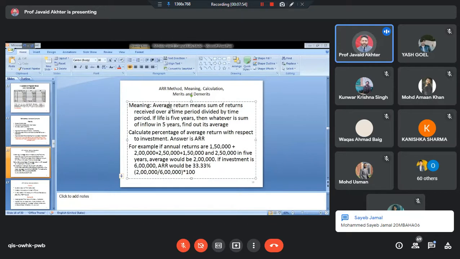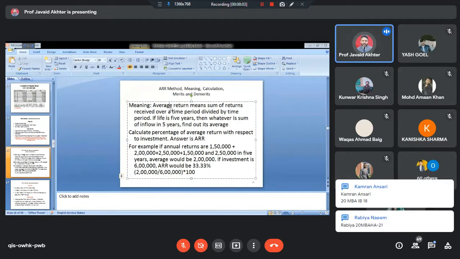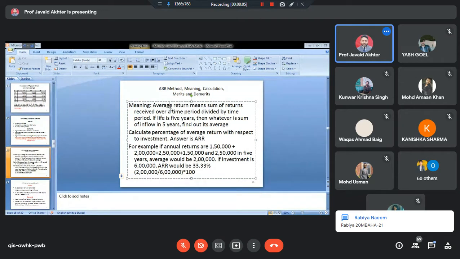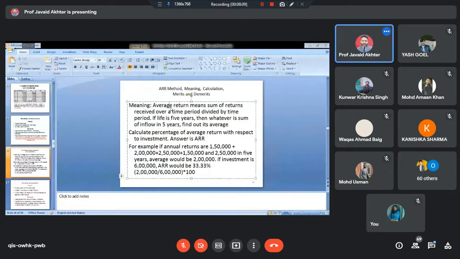So average return, as mentioned on your slide, also means the sum of the returns received over a period of time divided by the time period, that is, the life of the project. If the life is 5 years, then whatever is the sum of inflows over a period of 5 years, if you divide it by 5, you get the average return.